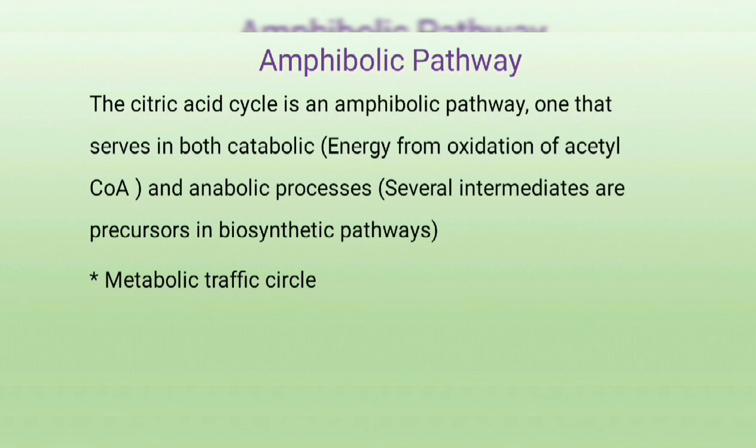What do you mean by catabolic process? That is, energy is derived from the oxidation of acetyl coenzyme A. That is, there is a production of carbon dioxide. The oxaloacetate and acetyl coenzyme A are finally converted into molecules of energy. And in the anabolic process, there are several intermediates which act as a precursor in the biosynthetic pathways.